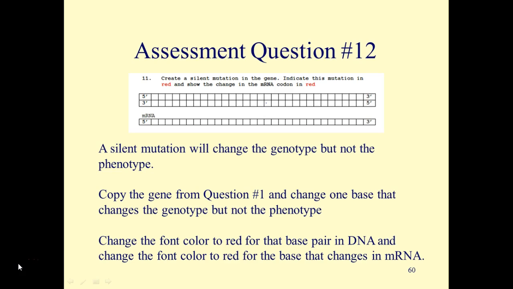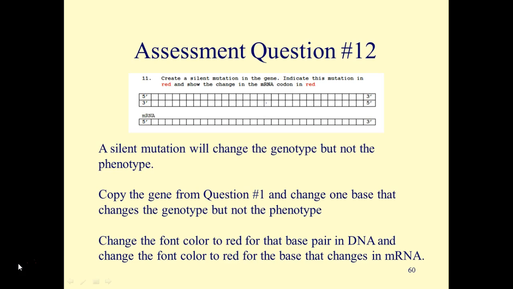So assessment question number 12, you are going to create a silent mutation in the gene. You want to show this mutation in red. So that red base is going to be shown in the DNA, right? Then you're also going to show the change in the messenger RNA codon in red. But remember, a silent mutation is not going to change the amino acid.